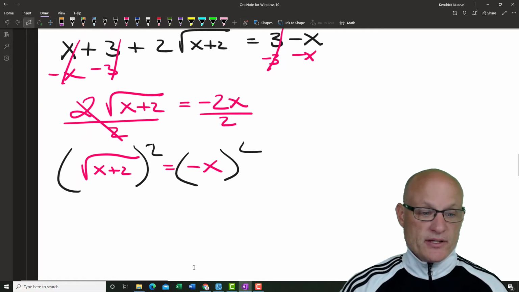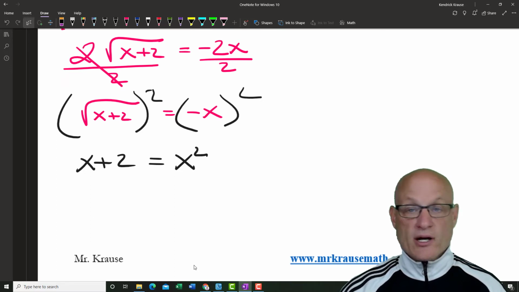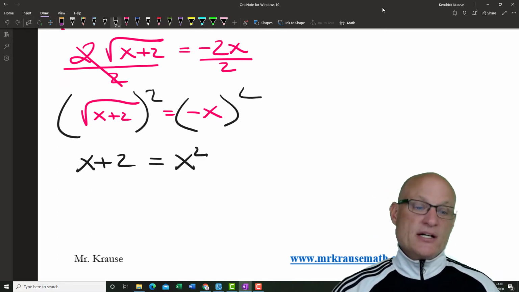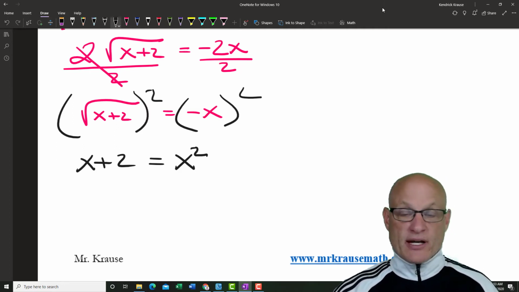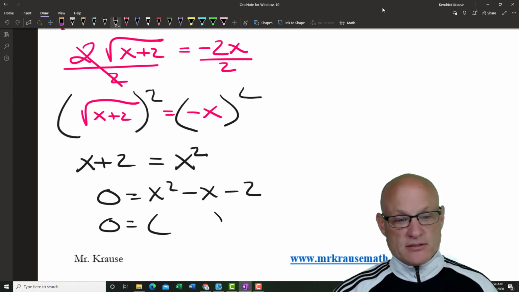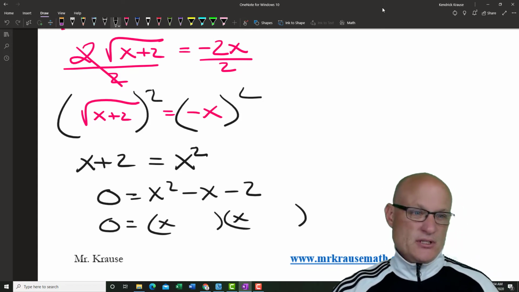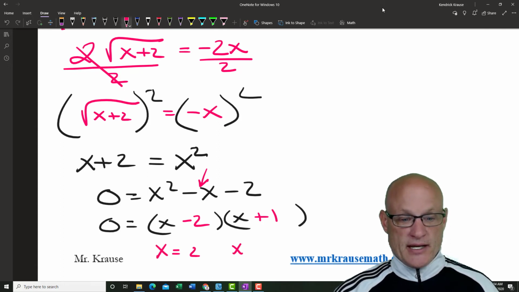So what I end up with is x plus 2 equals x squared. Remember, negative times negative is positive. Squared, anytime you have a squared, we now have a quadratic to solve. So we're going to bring everything to the right side. We get 0 equals x squared minus x minus 2. Now we factor. Hopefully that factoring is pretty easy for you. Shouldn't be overly challenging. It's going to be minus 2 and plus 1, right? They multiply to negative 2 and add up to negative 1. So my two answers appear to be x equals 2 and x equals negative 1.